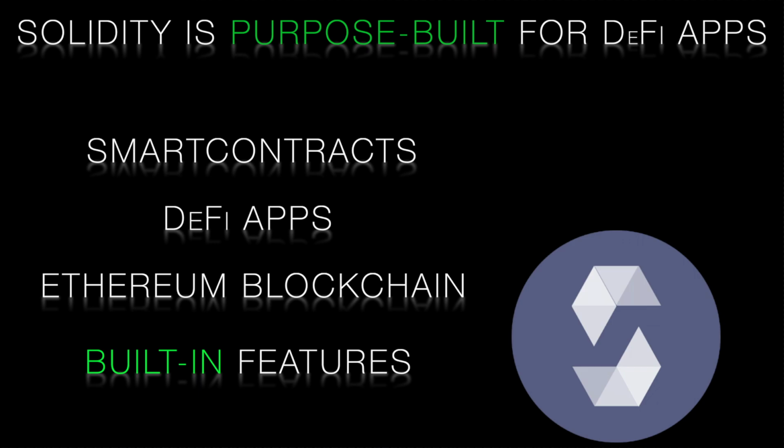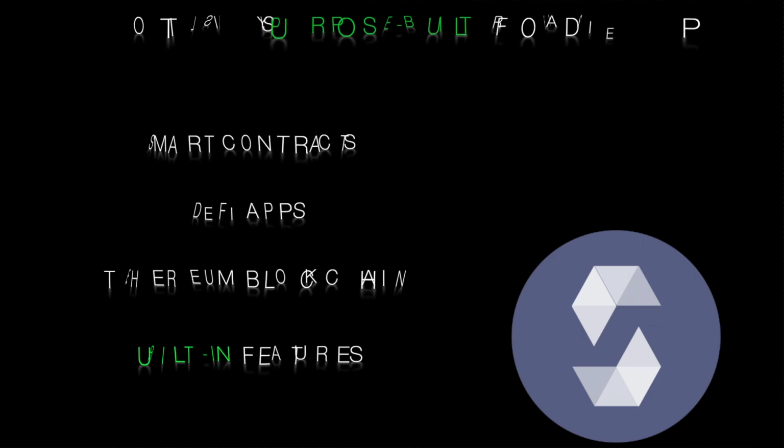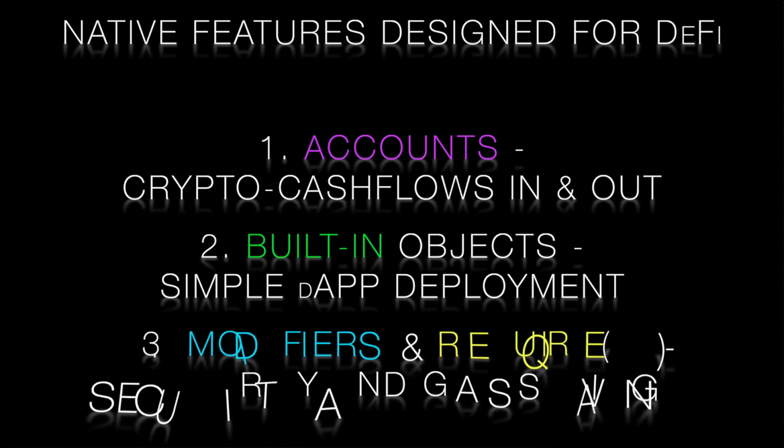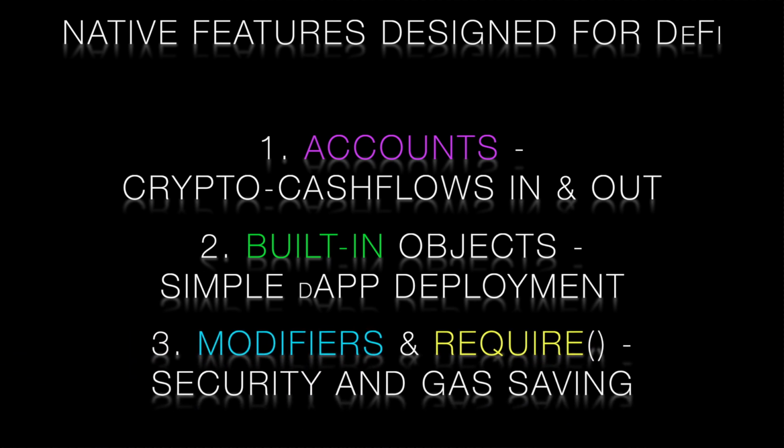In the next video, we'll show how to implement a smart contract to represent your own cryptocurrency. In terms of the aspects of the Solidity language that make it super easy to deploy DeFi apps, we will look at the following three topics. Firstly, accounts. These are purpose-built for finance. Two, global objects and variables, making dApp deployment simple. Three, modifiers and require statements. These implement security and gas saving.